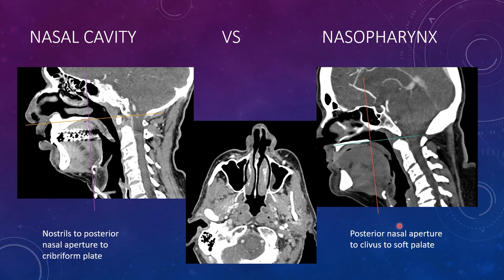The nasal cavity extends from the nostrils to the posterior nasal aperture to the cribriform plate. So below the cribriform plate, from the nose back, basically consider it to the end of the hard palate. Everything anterior to this is cavity. Posterior to this, so from the edge of the hard palate to the clivus, is the nasopharynx. And here's the nasopharyngeal lymphoid tissue lining anterior to the clivus.